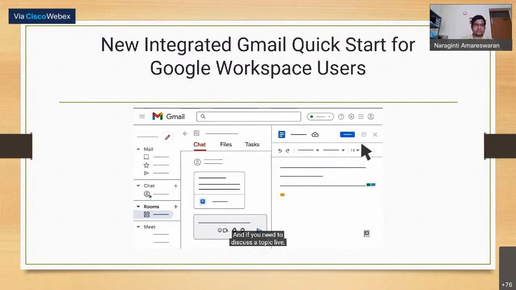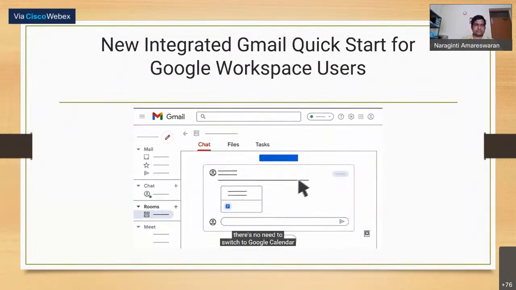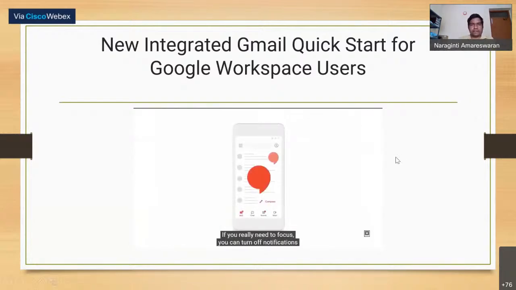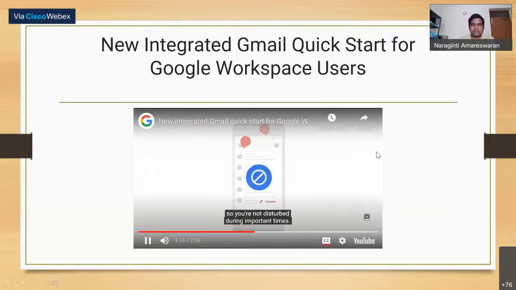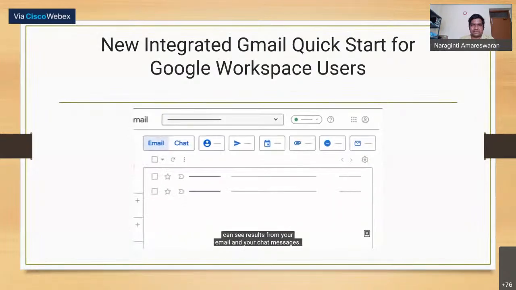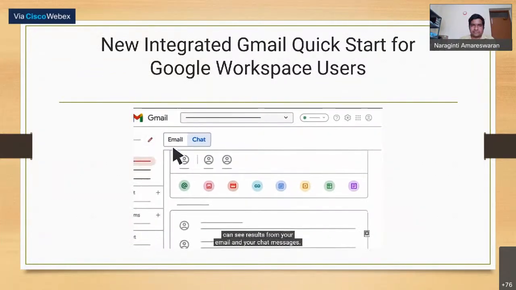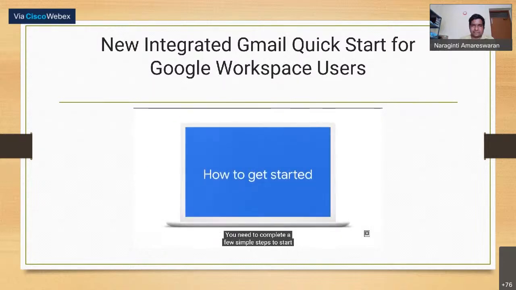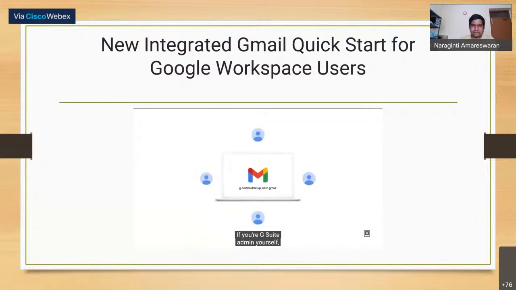And if you need to discuss a topic live, there's no need to switch to Google Calendar and create an event. Just add a video meeting to the room and members can join directly. If you really need to focus, you can turn off notifications so you're not disturbed during important times. And when you search in Gmail, you can see results from your email and your chat messages. You need to complete a few simple steps to start using the new Gmail experience. First, your G Suite admin needs to enable the new experience for your organization. If you're a G Suite admin yourself, you can find instructions below.